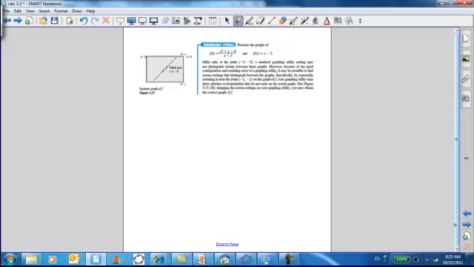Now, a lot of times this won't actually show up on your calculator. It won't actually show the hole unless you happen to hit it exactly.